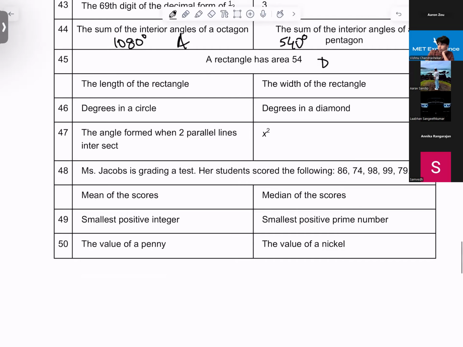All right, 46. A diamond is a quadrilateral, so this is 360 degrees. And there's always just 360 degrees in a circle, so this is C. The circle is an exception to the side rule, by the way.